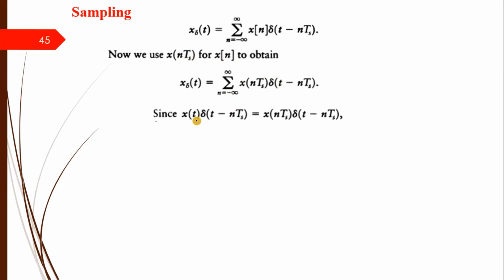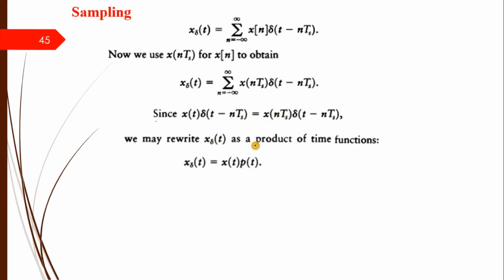So here, x of t delta of t minus nts is equal to x of nts delta of t minus nts. Why? Because this delta function exists only when t is equal to nts. When t is equal to nts, replace t everywhere with nts. Nts here, nts here. Nts minus nts goes to 0. Delta of 0 is 1. 1 into this one, x of nts. So that's why you can write in this fashion.